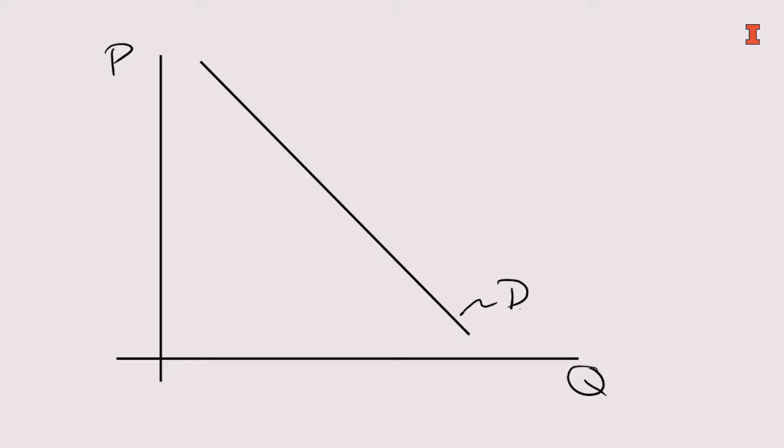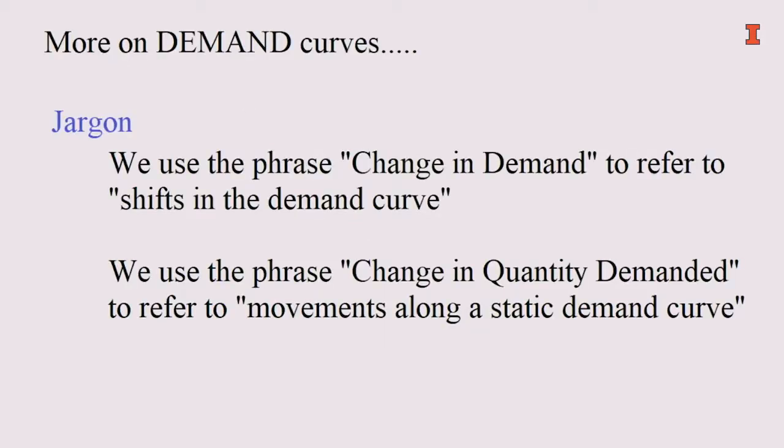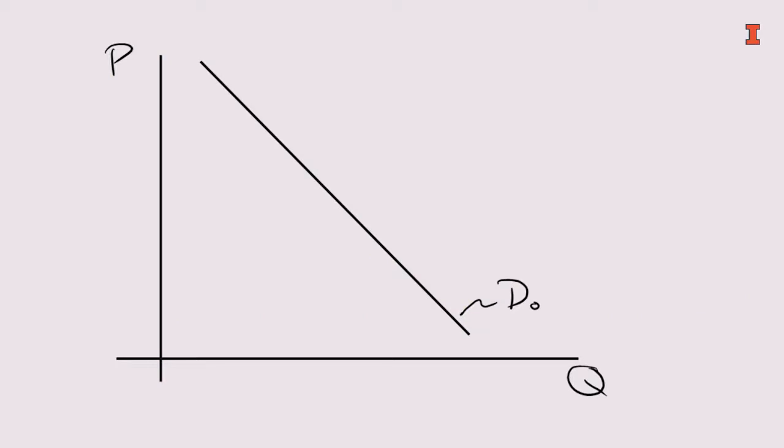In our graph, on the vertical axis, we're going to put price, and on the horizontal axis, we're going to put quantity. And we have some demand curve to begin with, and we'll call this demand curve D0. What we decided from the previous one is that we would say the phrase change in demand to refer to shifts in the demand curve. So suppose this is the demand curve for this product.